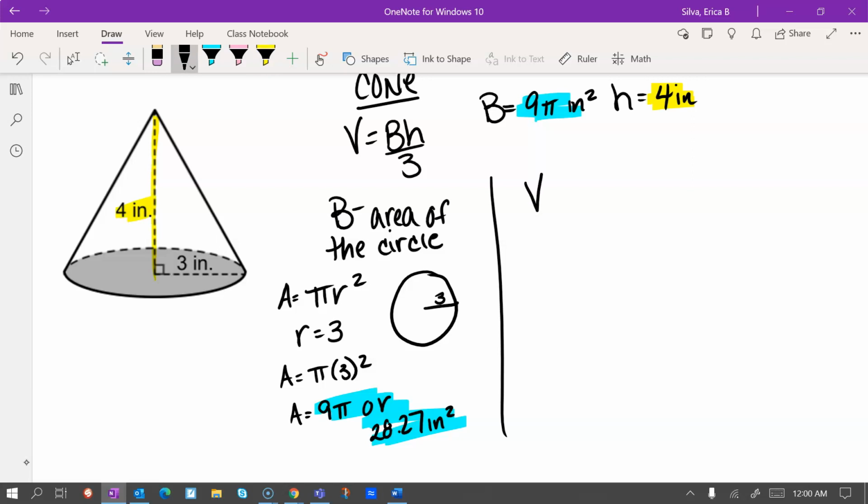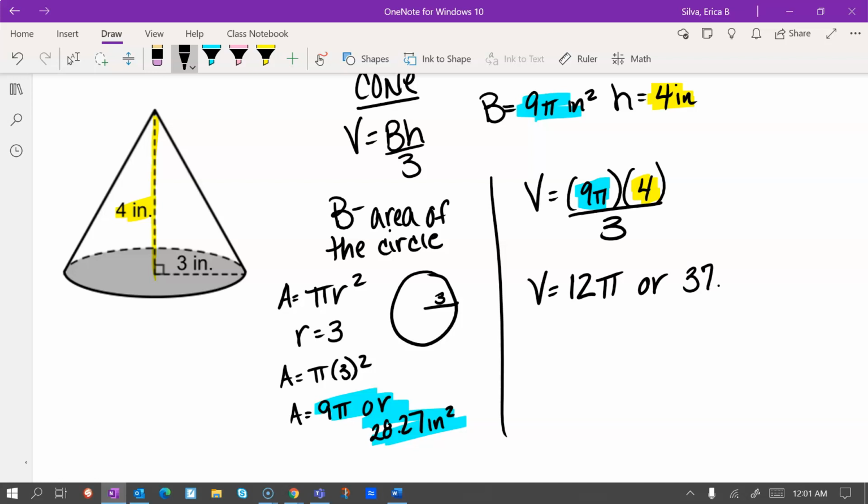Now that we have both measurements, our capital B is 9 pi, our height is 4. And if we want to leave it in terms of pi, then we just multiply the numbers together and divide by 3, and we get 12 pi. Or if we round to the nearest thousandths, we get 37.699 inches cubed.